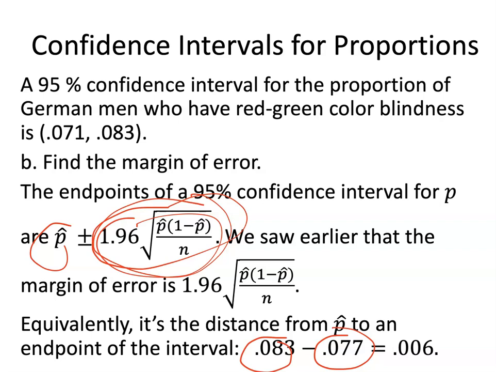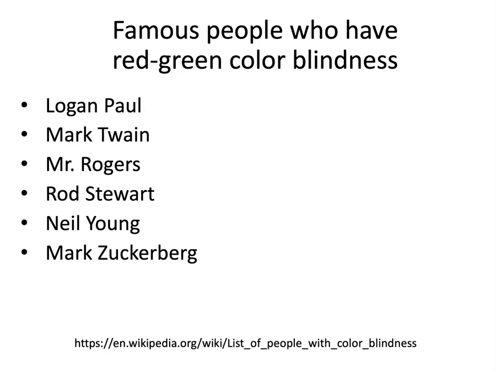0.006, or 0.6%. By the way, here are some famous people who have red-green color blindness: the wrestler and YouTuber Logan Paul, the writer Mark Twain, Mr. Rogers, Fred Rogers, rockers Rod Stewart and Neil Young, and Mark Zuckerberg.